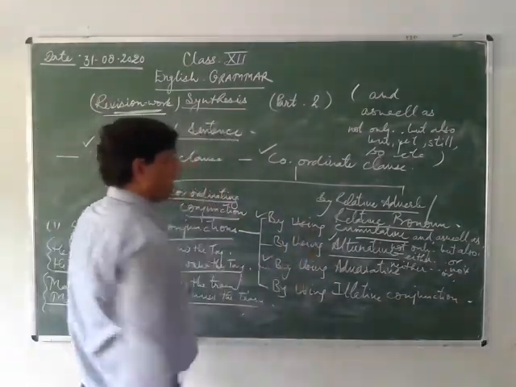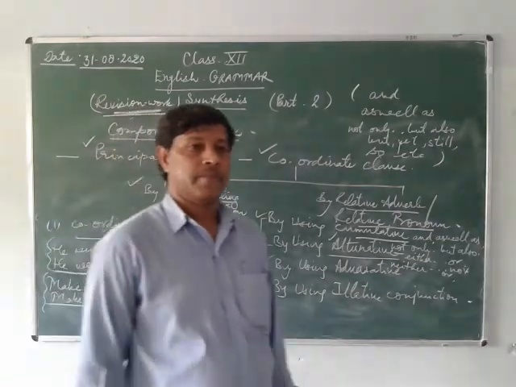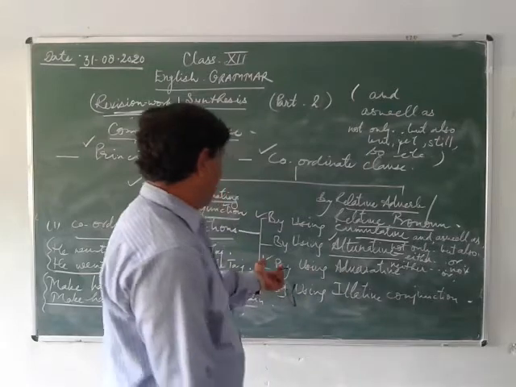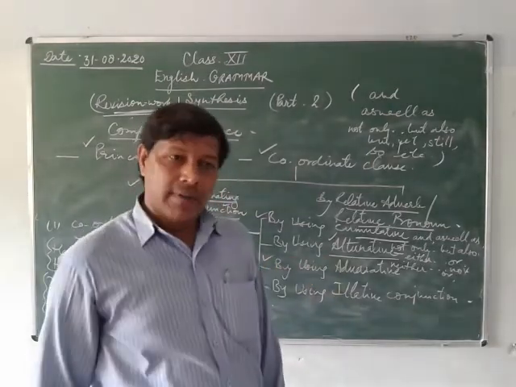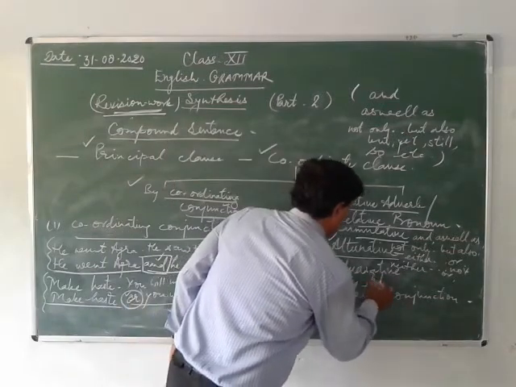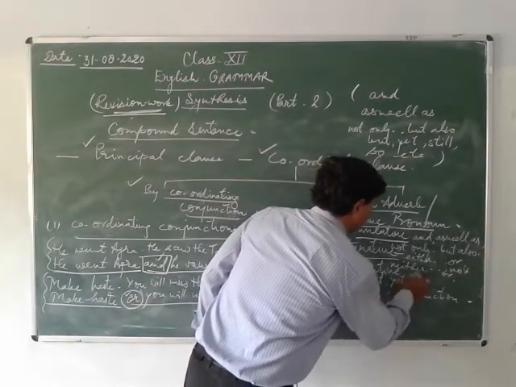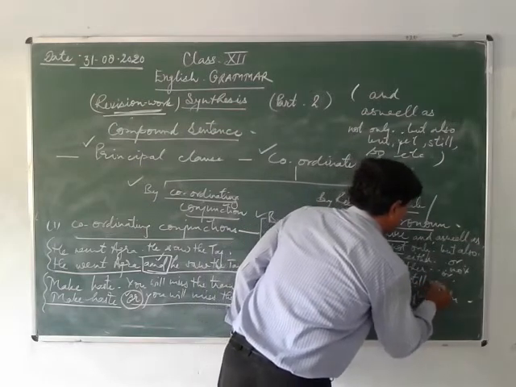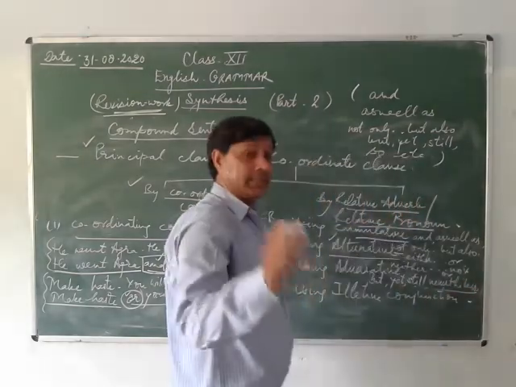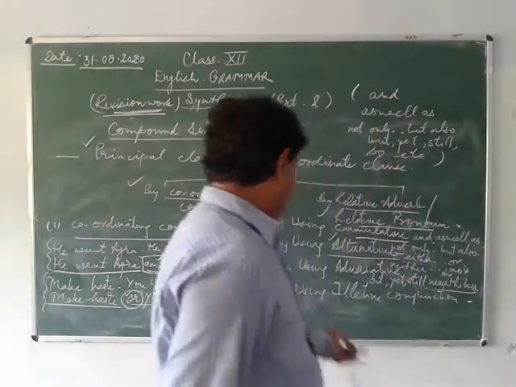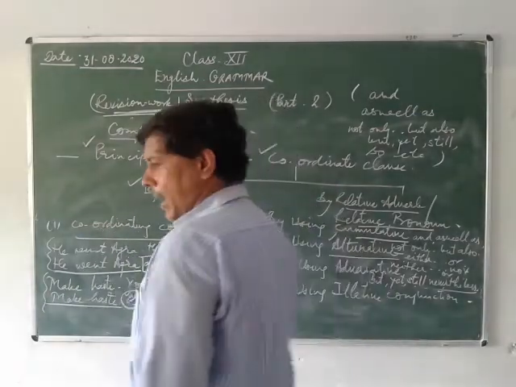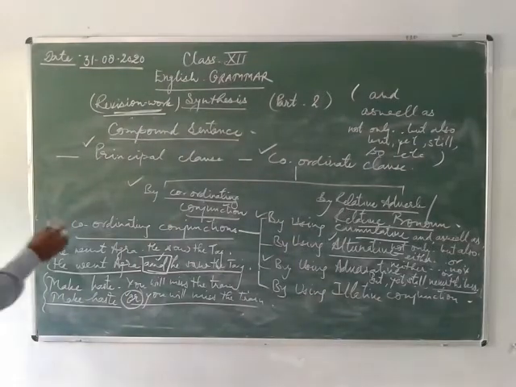The third one is by using an adversative conjunction. Adverse, that gives you an adverse situation here. In an adversative conjunction, you will find the conjunctions but, yet, still, nevertheless, etc. These are adversative conjunctions. Understand? You can see the example here on behalf of your adversative conjunctions.